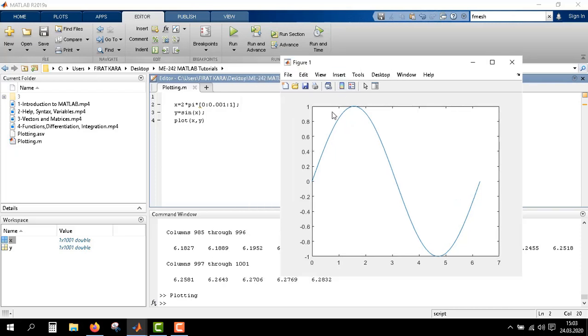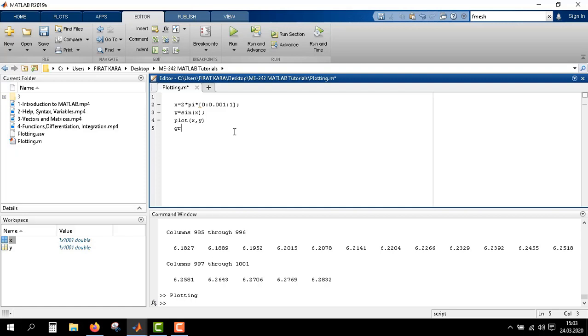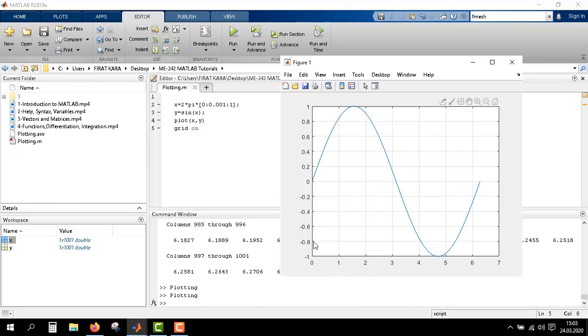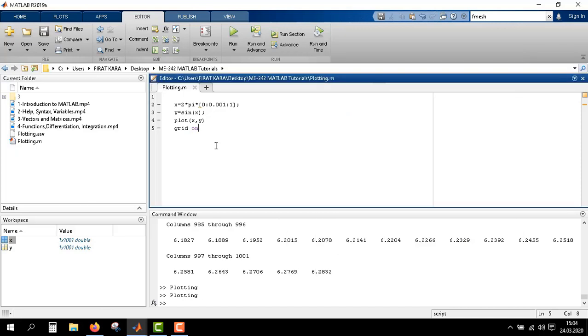Okay, let's add grids on this graph. Now we have grids on our graph. Okay, let's plot another function.